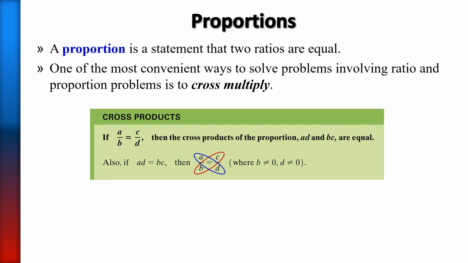So notice here, if you just cross, you have A times D as in dog, and B as in boy, B times C. Those are what we call cross products of the proportion.